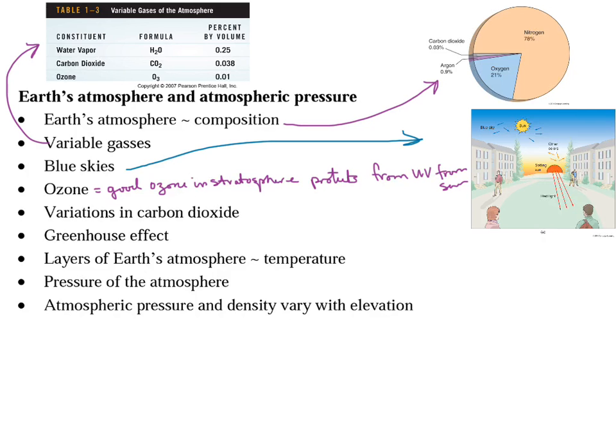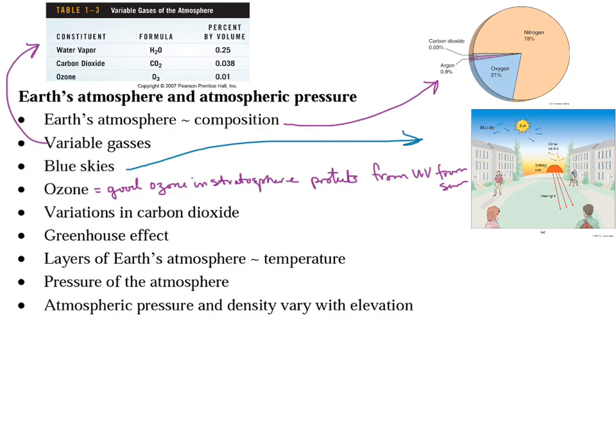The next one, ozone. The formula for ozone is O3, like you see above. It's a variable gas. On the test I'm just asking about the good ozone. The good ozone is in the stratosphere, and it protects us from that radiation from the sun, UV radiation. UV is an energy from the sun.